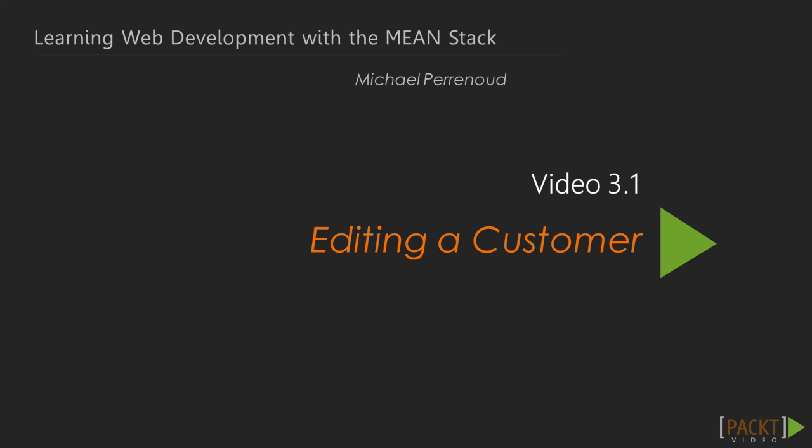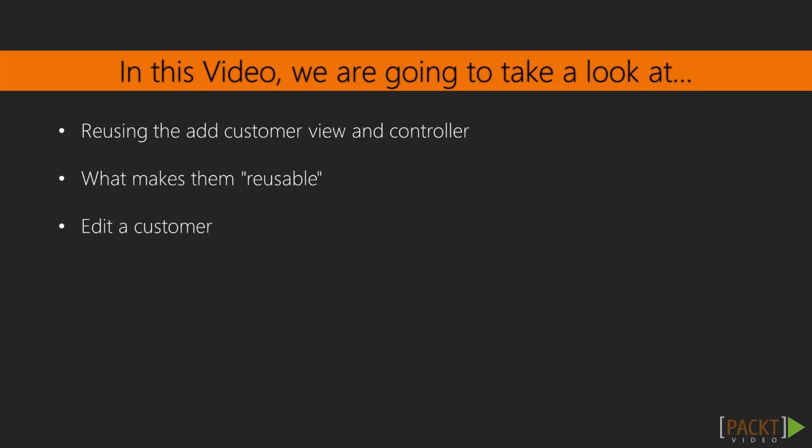This is the first video in this section. In this video, we will be reusing the same view and controller we used for adding the customer. The only new artifact will be a new route. We will discuss how this works and what building blocks had to exist for it to be possible. Finally, we will add a customer to the system.